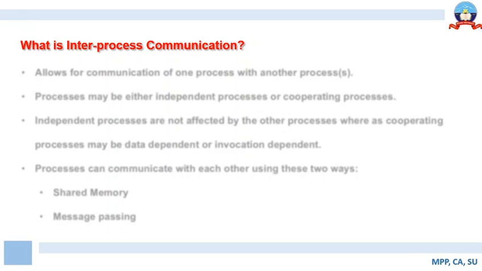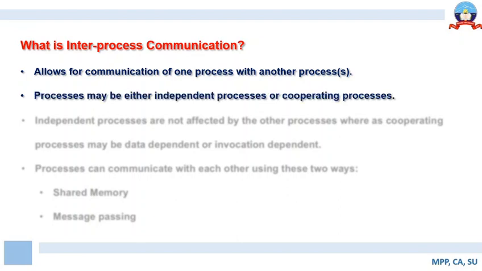Inter-process communication allows one process to communicate with another process or a set of processes. Processes may be either independent of each other or cooperating processes. For example, an antivirus scan and the execution of a C program are performed by two different processes, but they are completely independent.